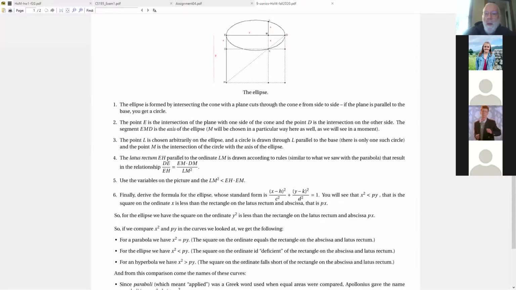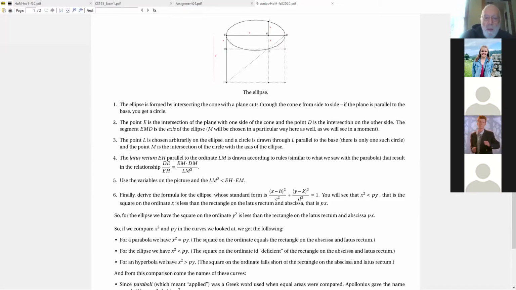Right. So basically, just give everything letters and try to show that this is true. So just solve for LM squared, and you should be able to get that. And you have the letters for this relationship right here.